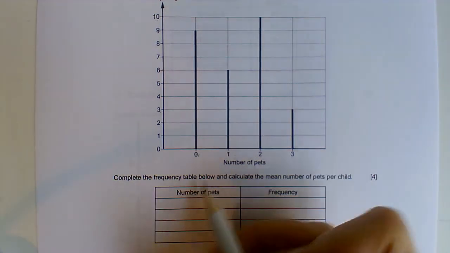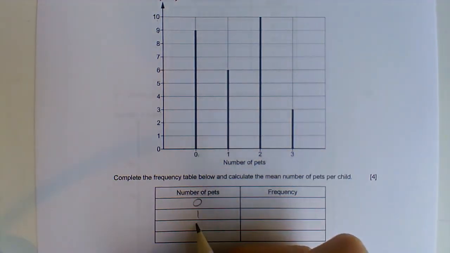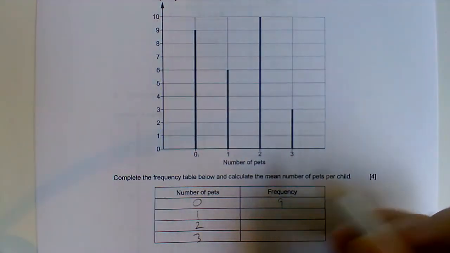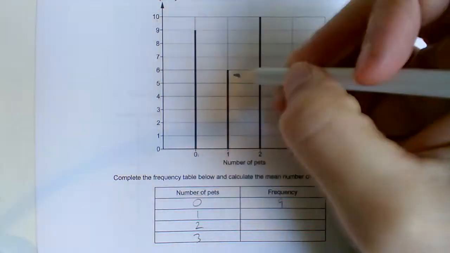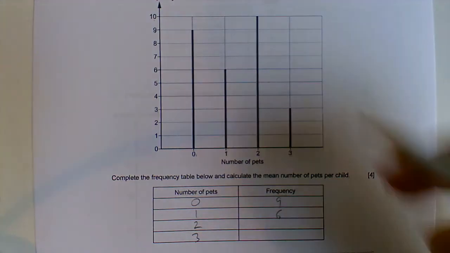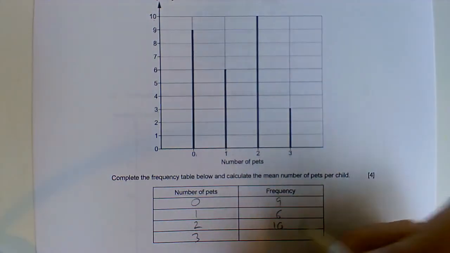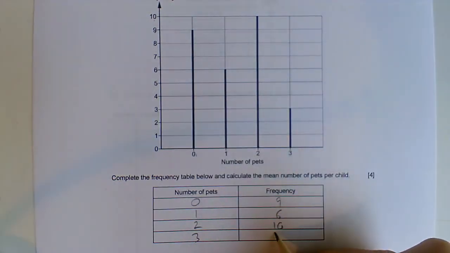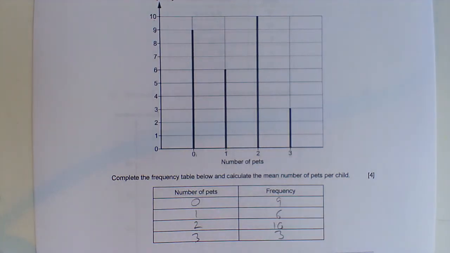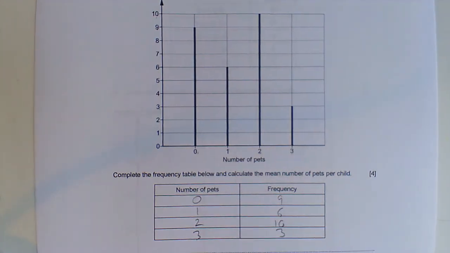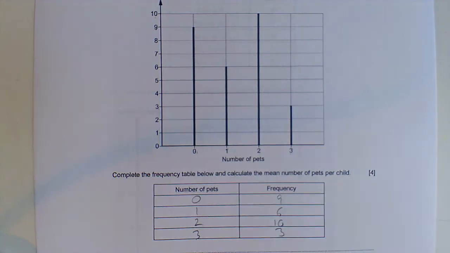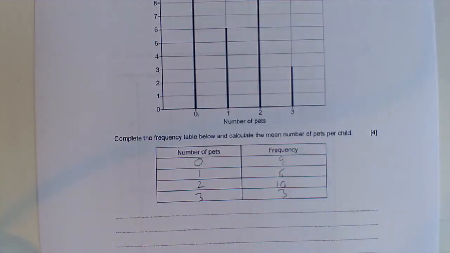Okay, so what you should have done: number of pets, 0, 1, 2 and 3, and there were 9 people who had no pets, lucky. There were 6 people who had 1 pet. There were 10 people who had 2 pets, and there were 3 people, lunatics, who had 3 pets. Okay. Now, after this, there are 2 ways you can do this. There's a quick way, and then there's the sort of long way.